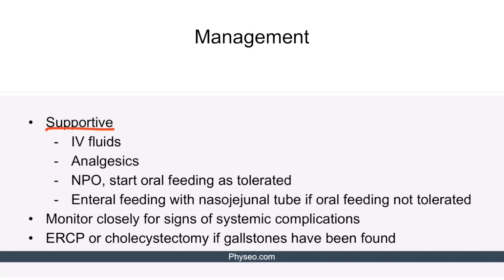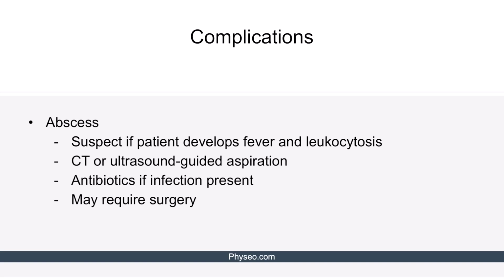After all of their supportive care is started, patients should be monitored closely for any signs or symptoms of systemic complications, such as hypotension or ARDS. In addition, if patients are found to have acute pancreatitis due to gallstones, they may require ERCP or cholecystectomy to remove the stones. One complication of acute pancreatitis is an abscess in the pancreas. This should be a suspected complication if the patient begins to develop fever and leukocytosis during their hospitalization.